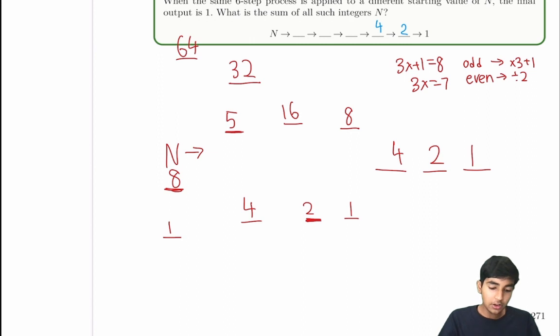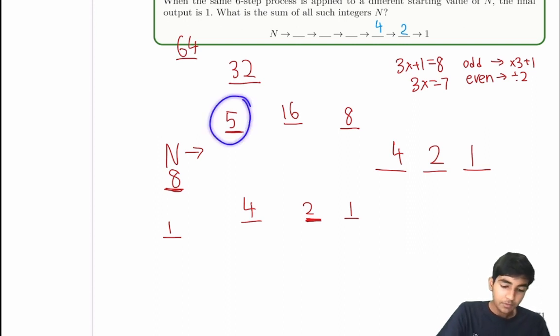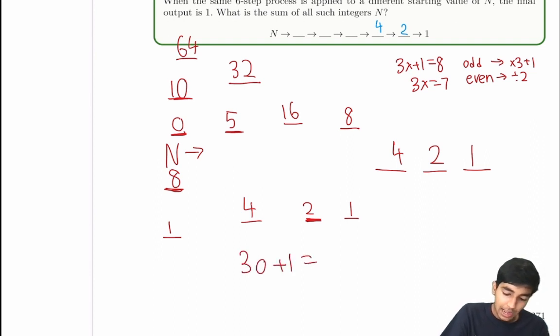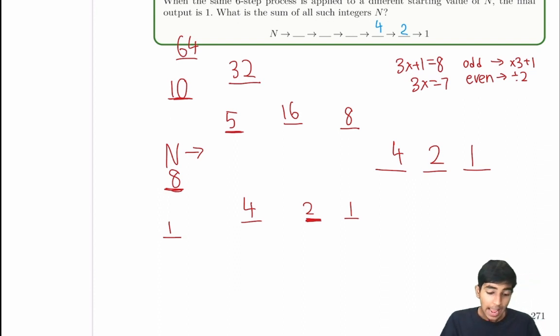Now, what if the previous value is 5? Then the previous value, if it's even, can just be 10, because 10 divided by 2 is 5. If the previous value is odd, we have 3 times that number, plus 1 equals 5, which means 3 times the number equals 4. Not possible for any integers, so there's no possibility here. And that's it. These are the only possibilities that we have.